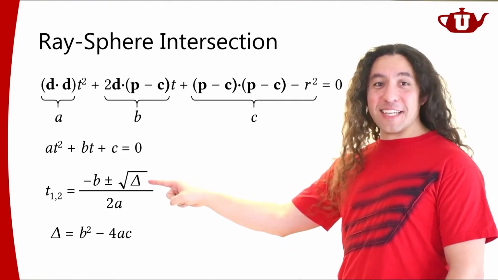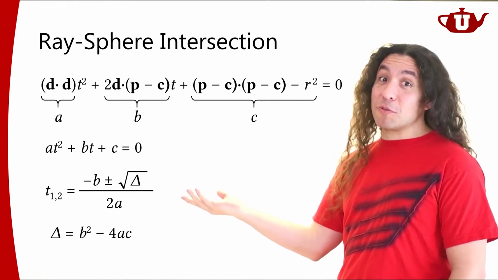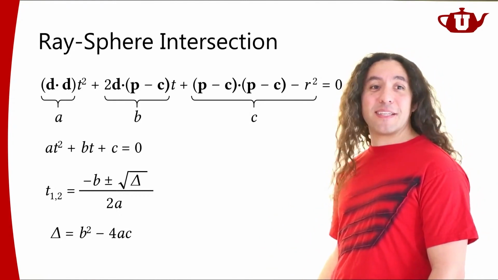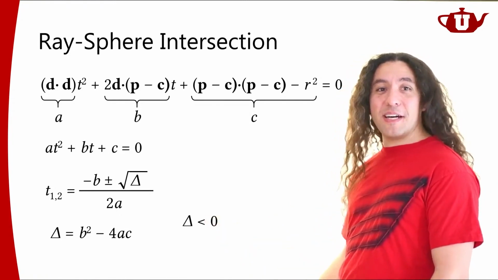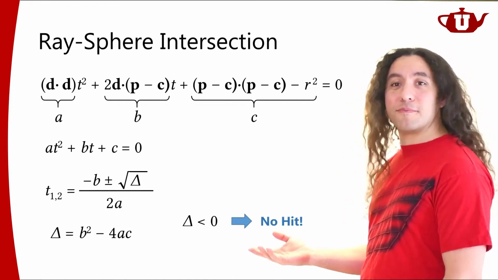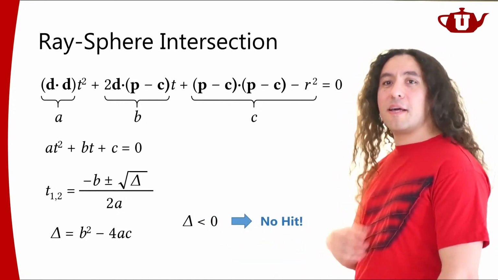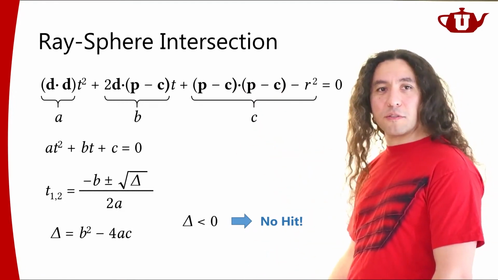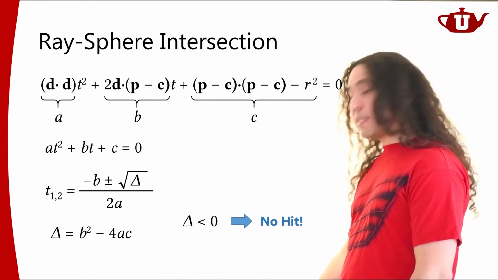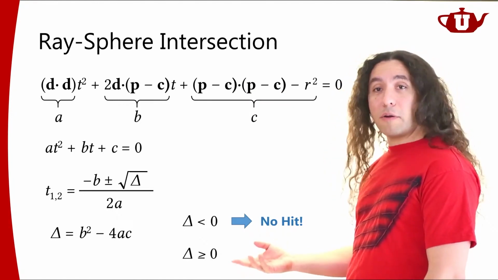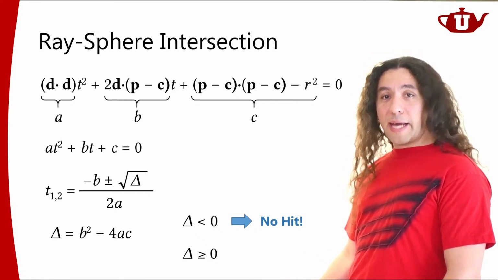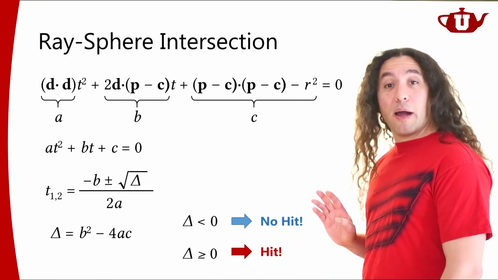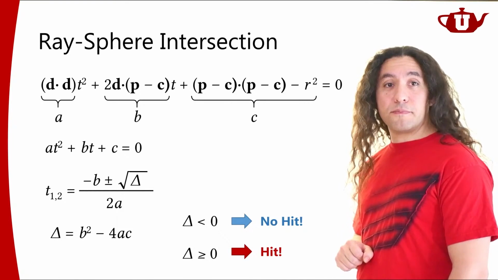So if delta is negative, I don't have a real root anyway. So that means my ray is not intersecting with the sphere. So if delta is negative, I am going to say that there's no hit, right? There's no real value of t where this ray is going to intersect with the sphere. That means I could not find a real solution for this equation. If delta is equal to 0 or a positive value, then I will say that I found a hit. Then I know that my ray intersects with the sphere.